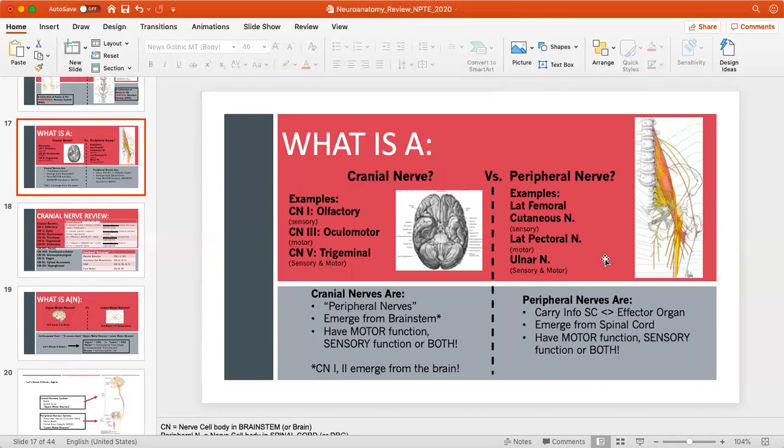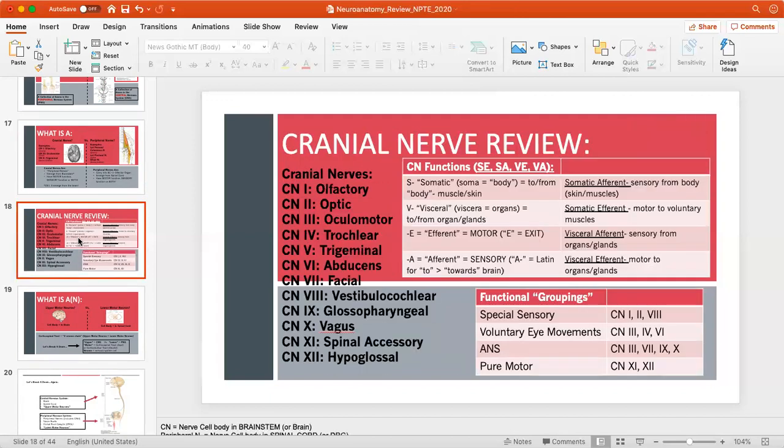So 31 spinal nerve root levels, and different nerves are going to have contributions from different nerve roots. Usually more than one, sometimes just one. And again, peripheral nerves can have motor function, sensory function, or both. So groups of axons in the peripheral nervous system, white matter, those are nerves.